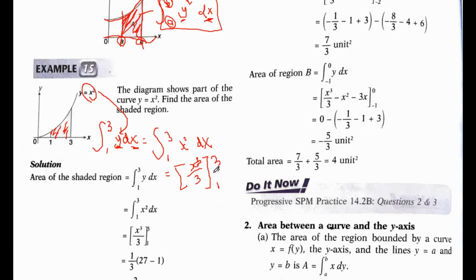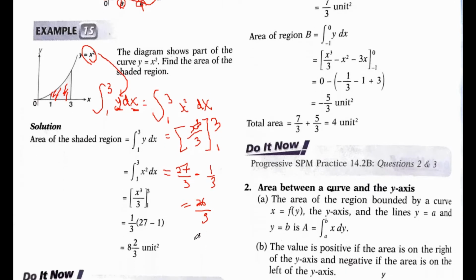After that, we can substitute the upper limit into x. Then you will have 27 over 3 minus the lower limit substituted into x, which gives 1 over 3. So the answer will be 26 over 3, which is also 8 and 2 over 3 unit squared. Because this is area, the unit will be unit squared.